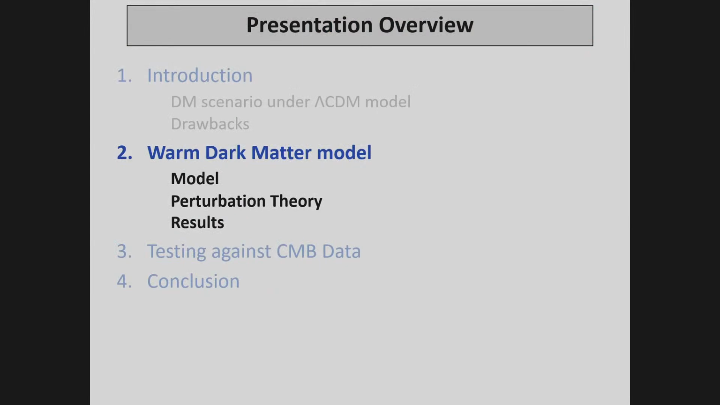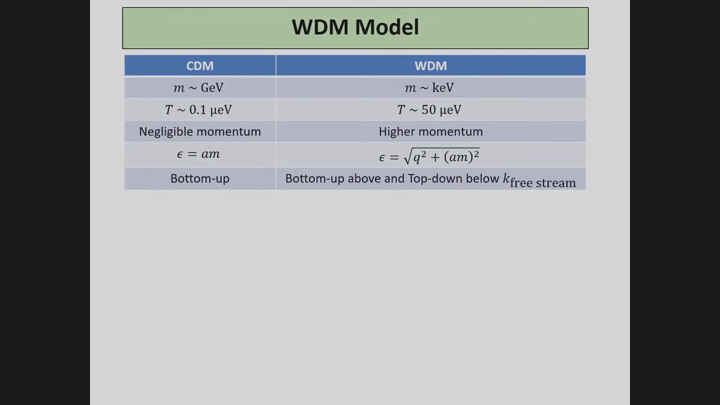So I will here formulate the new perturbation theory for the warm dark matter model, and I will show you the results by comparing it with the WIMP. Okay, so how does warm dark matter actually differ from cold dark matter? The answer is in its mass.